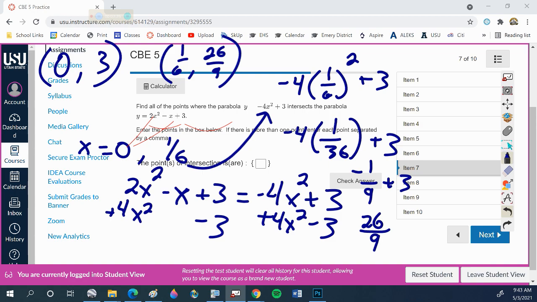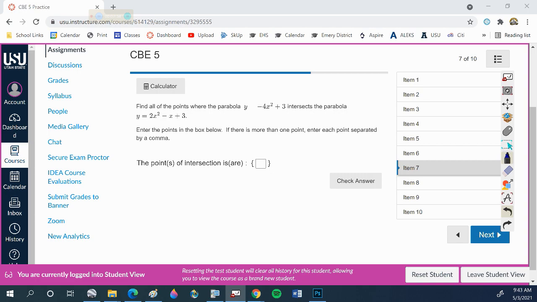Now, I want to do one that is a circle, like the one we did last time. Yeah, so it's a circle and a circle? Okay, hang on a second.